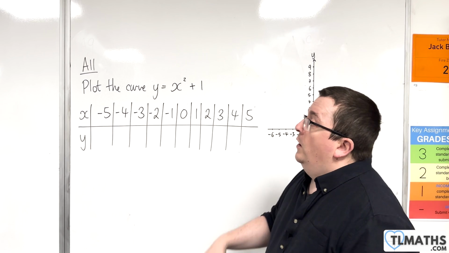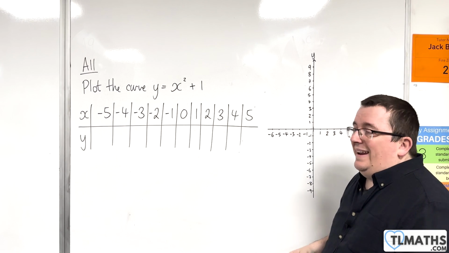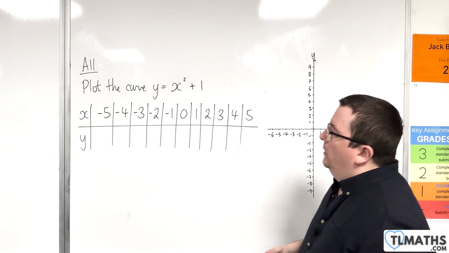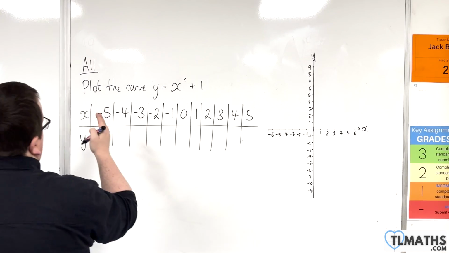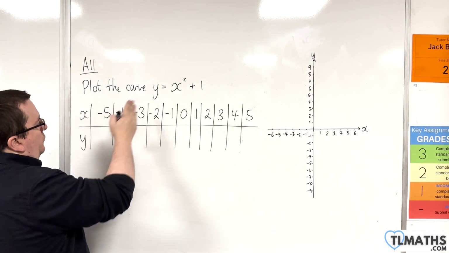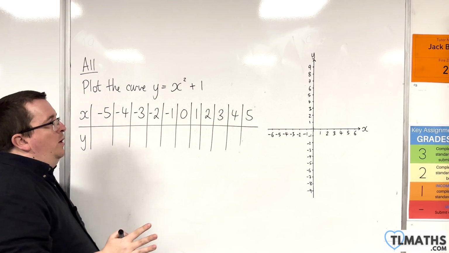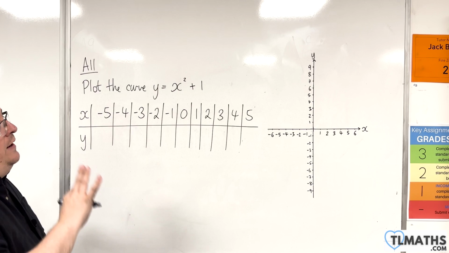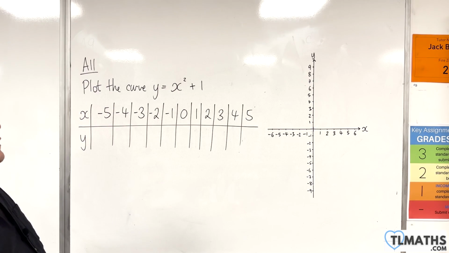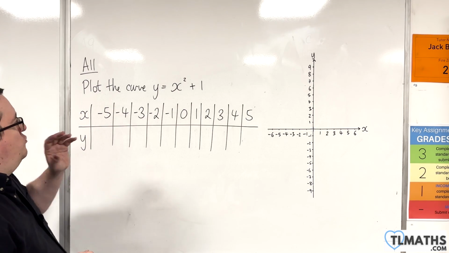So in this video, we're going to be plotting y equals x squared plus 1. I'm going to evaluate this graph at the points from -5 up to 5. I'm not going to be able to plot them all, but it's going to give you an idea of what this graph looks like. So let's go straight in.